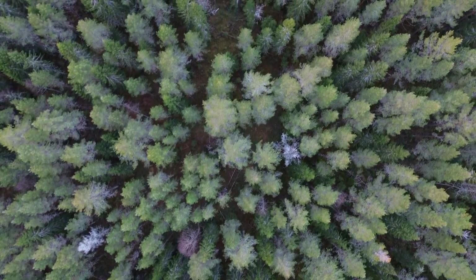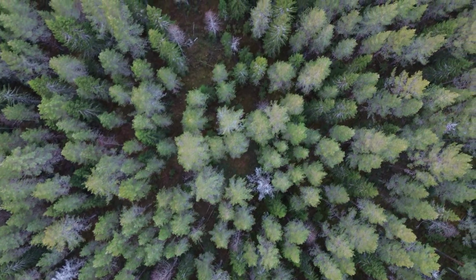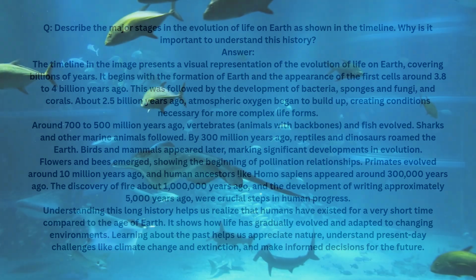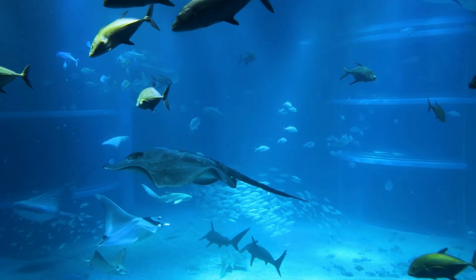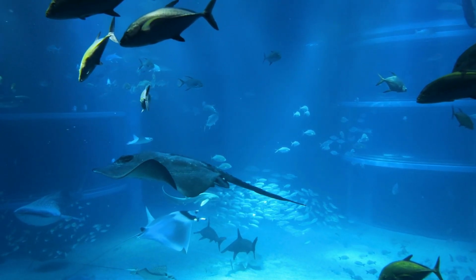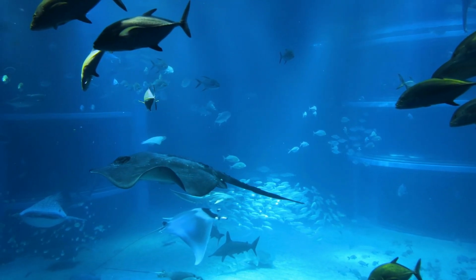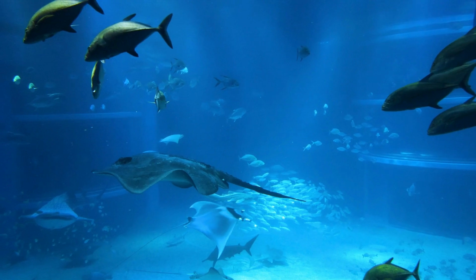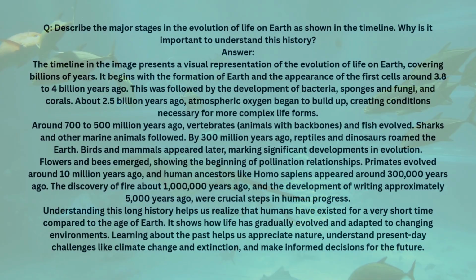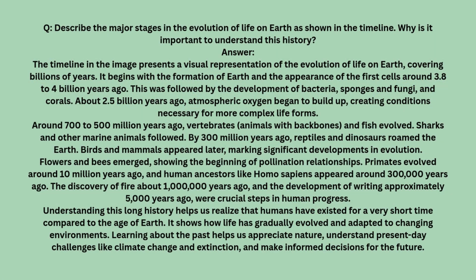About 2.5 billion years ago, atmospheric oxygen began to build up, creating conditions that were necessary for more complex life forms. Around 700 to 500 million years ago, vertebrates and fish evolved. Sharks and other marine animals followed. And by 300 million years ago, reptiles and dinosaurs roamed the earth. Birds, mammals, flowers, all that emerged with time.